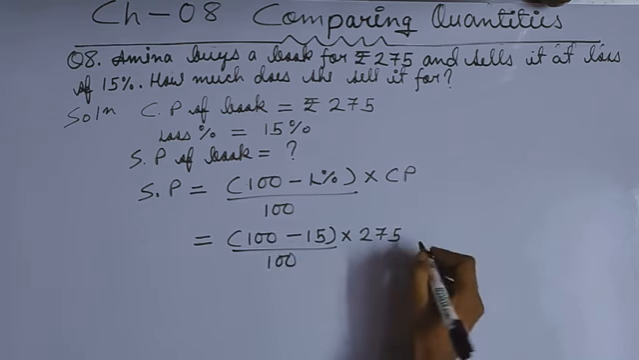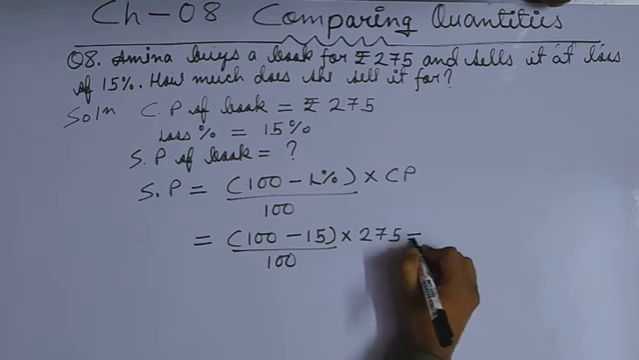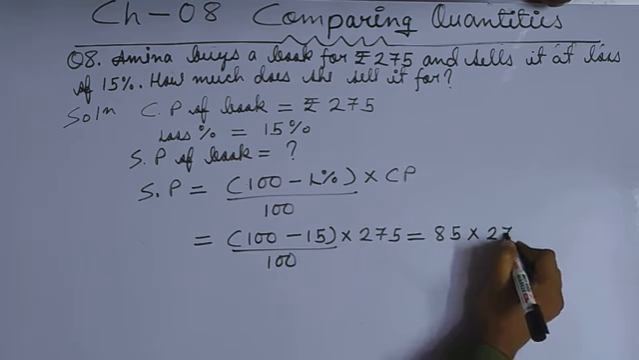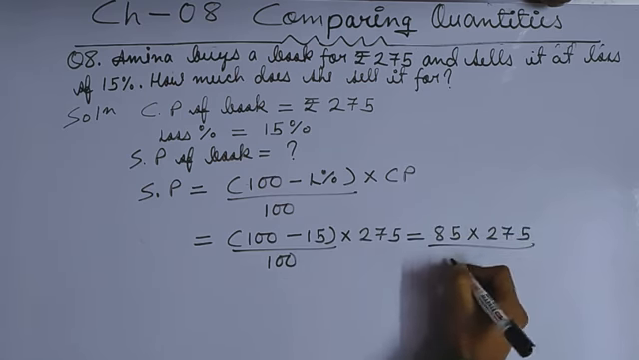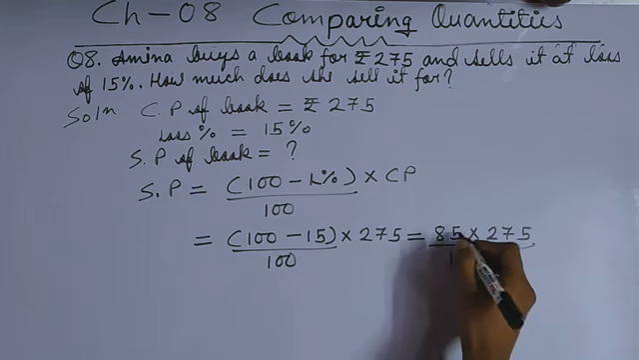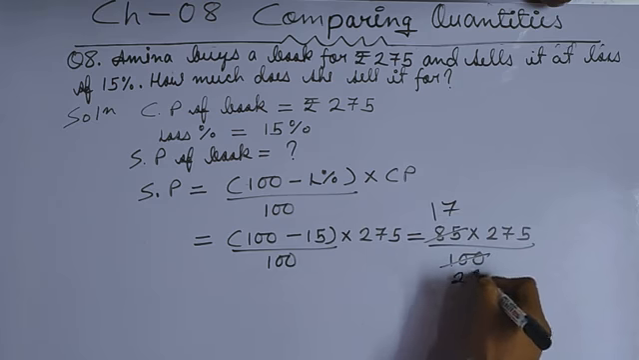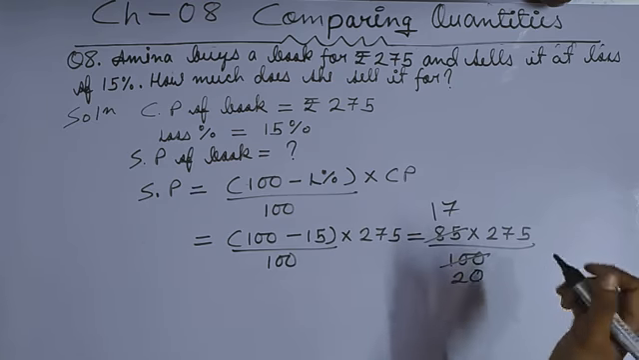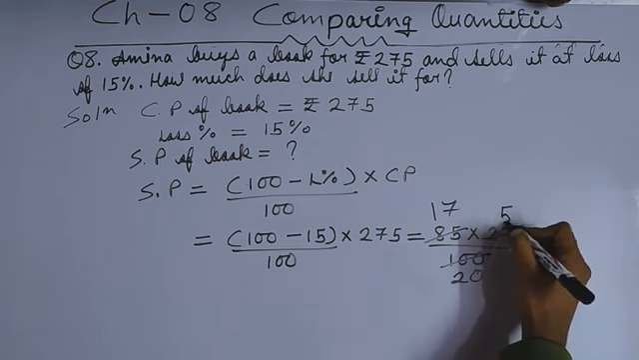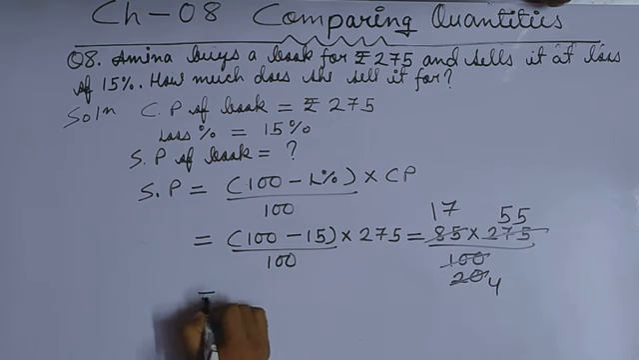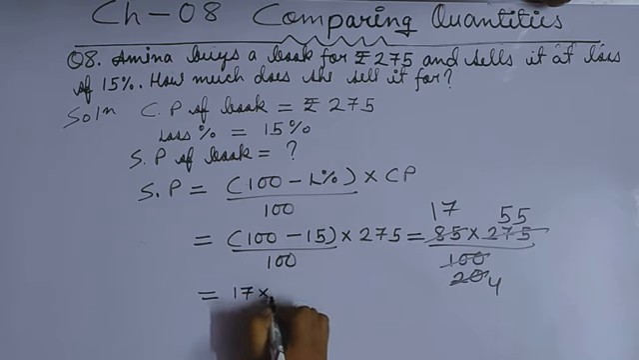So 100 minus 15, that is equals to what? 85 multiply 275 upon 100. So this will be 17 ja, 5 ja, then 5 5 ja, 5 5 ja, and 5 4 ja. So what we are getting? We are getting 17 multiply 55 upon 4.